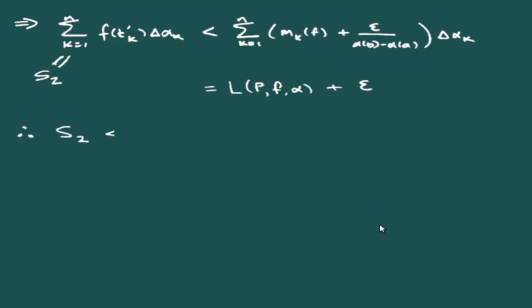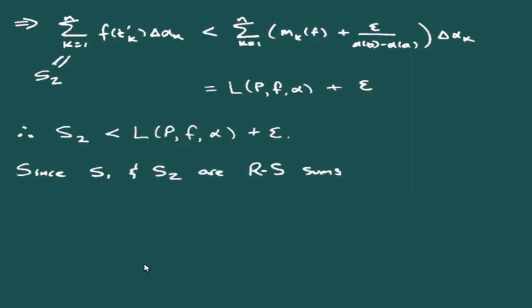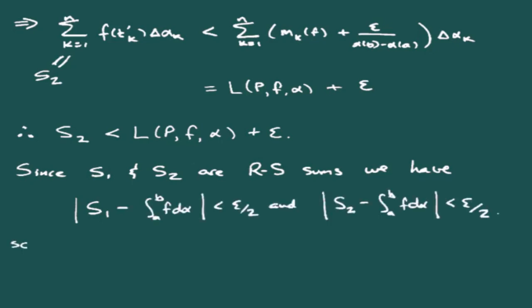Okay. Now, since S sub 1 and S sub 2 are just Riemann Stieltjes sums, we have that the absolute value of S sub 1 minus our integral is going to be less than epsilon over 2. We know that the distance between S sub 2 and our Riemann Stieltjes integral is also going to be less than epsilon over 2. And so putting those two things together, writing out those inequalities and combining things, we can see that S sub 2 minus S sub 1 is going to be bounded above and below by epsilon and minus epsilon.